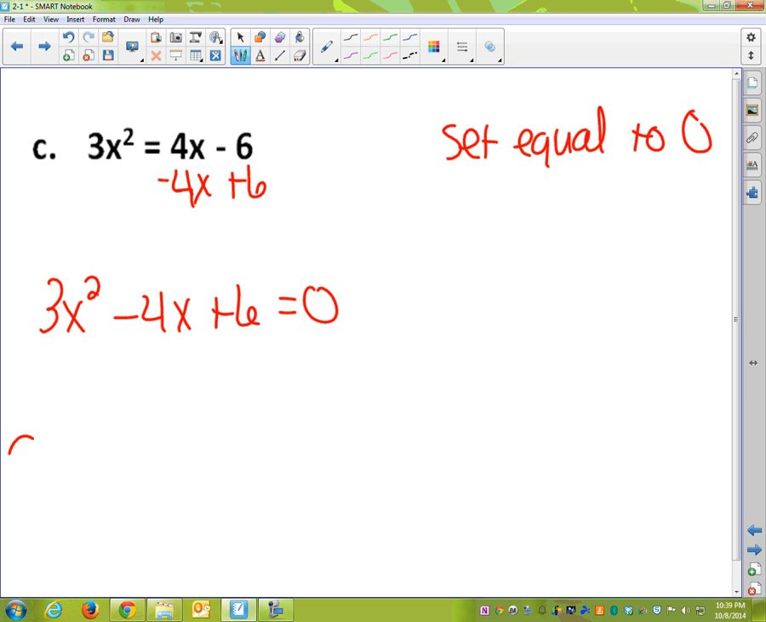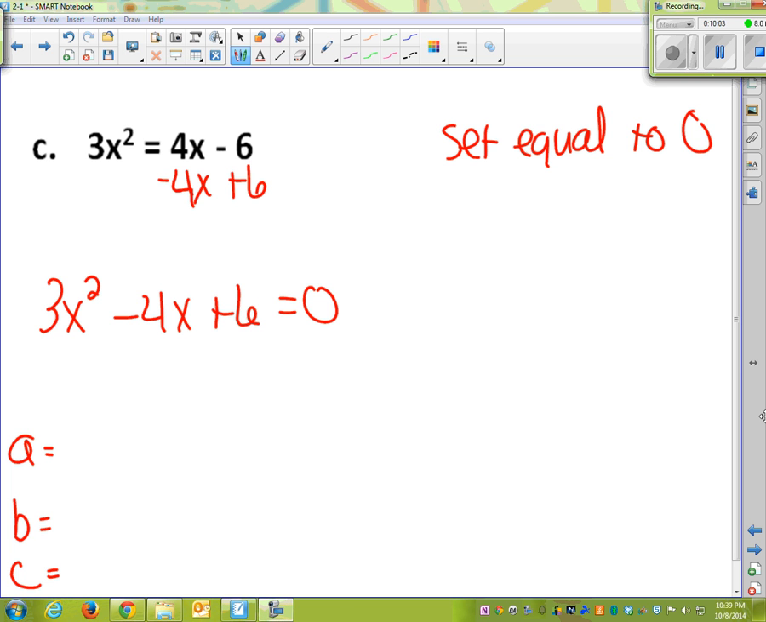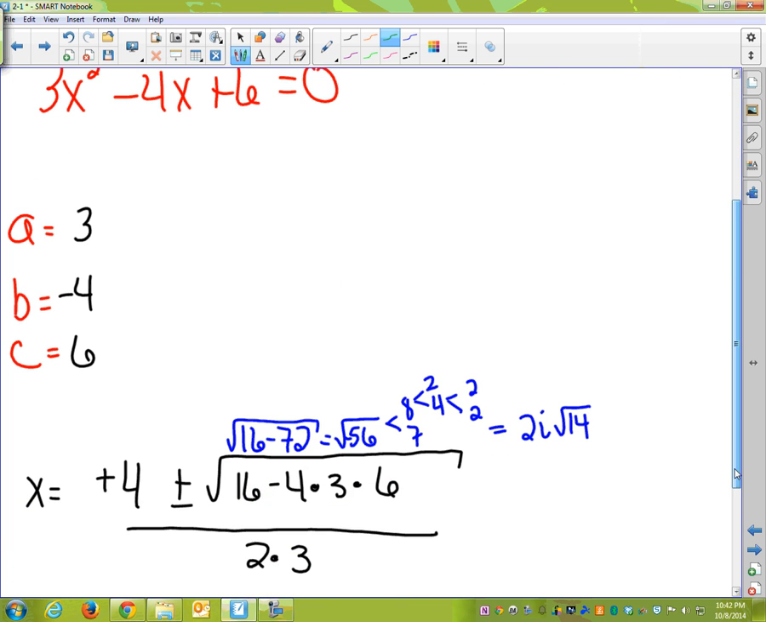Now you can set up your A, B, and C and use quadratic formula to solve. Push pause while you do your work and then resume play to check. Here's my A, B, and C. 3, -4, +6. Put them into the quadratic formula.